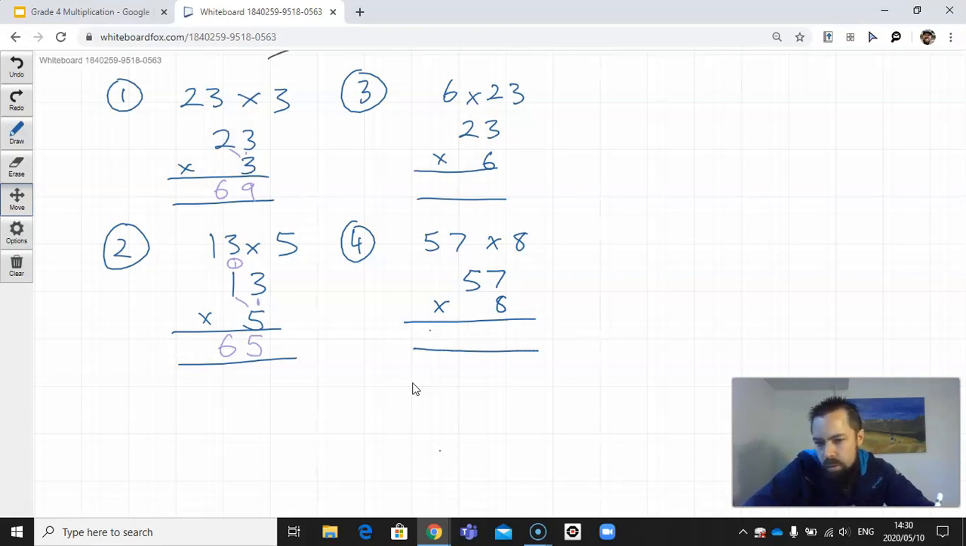Let's go through these quickly. So 3 times 6 is 18, carry the 1. 2 times 6 is 12, plus the 1 is 13, carry the 1, drops down 138.